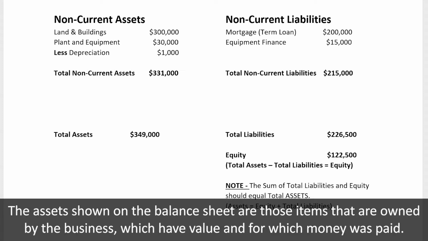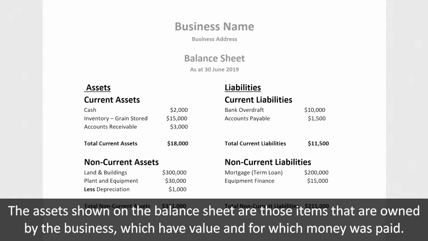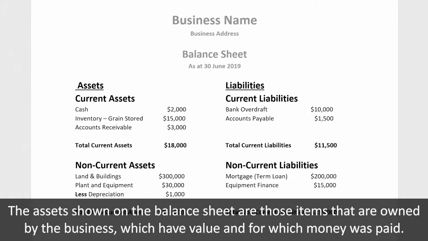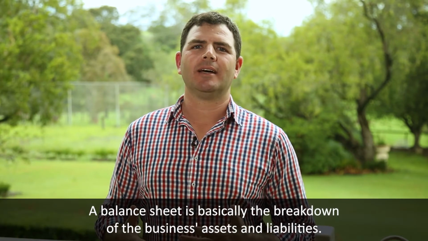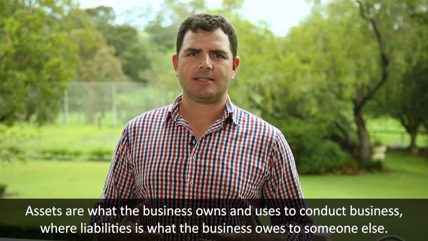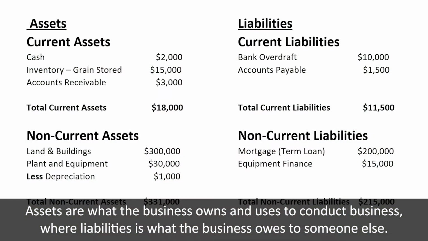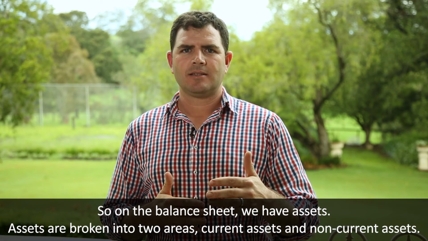The assets shown on the balance sheet are those items that are owned by the business, which have value and for which money was paid. A balance sheet is basically the breakdown of the business's assets and liabilities. Assets are what the business owns and uses to conduct business, where liabilities is what the business owes to someone else. So on the balance sheet we have assets.